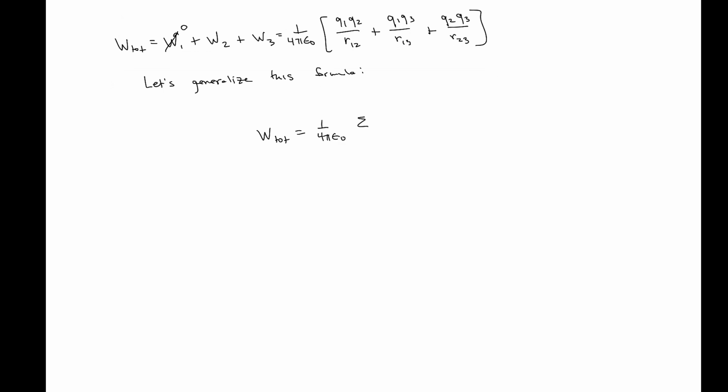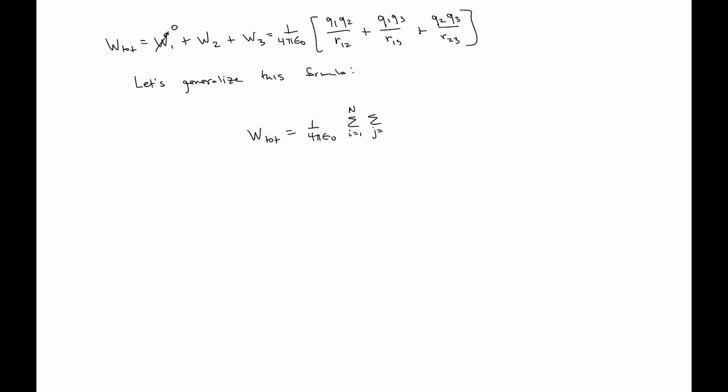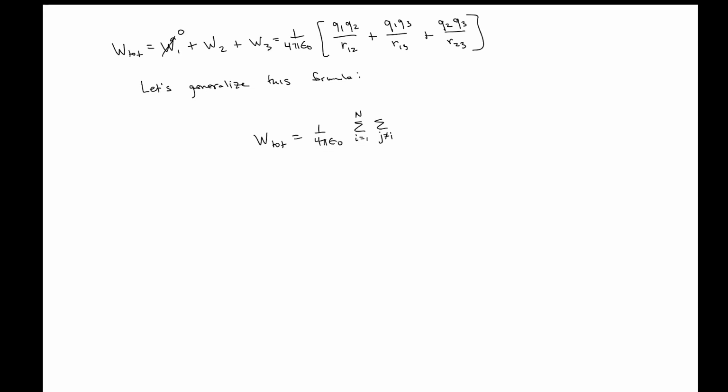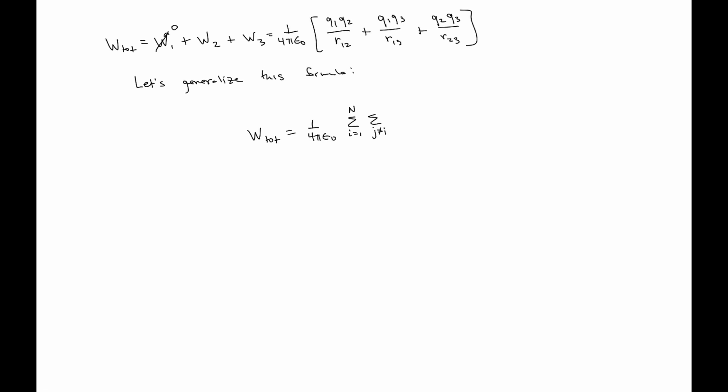I'm going to sum over each pair of charges. So I'm going to go from i equals 1 to n, the number of charges, and then I can do over j, but I don't want j to be equal to i, because there's never going to be a term here like Q1 over R11, right? So I can do that one with n.